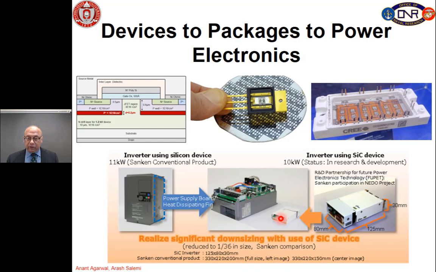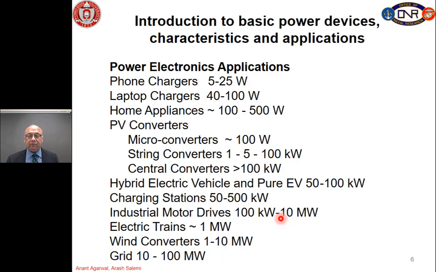All right, so now looking at the spectrum of applications for power devices. They range from 5 watt to 100 megawatt in systems such as phone chargers, laptop chargers, home appliances, PV converters, hybrid electric vehicles, charging stations, and so on, all the way up to the grid based applications. So, as we use power devices in these various applications, the voltage and current ratings of these power devices will depend upon the power rating of the application, and also the type of device we use will also depend on the power applications, as we will see.